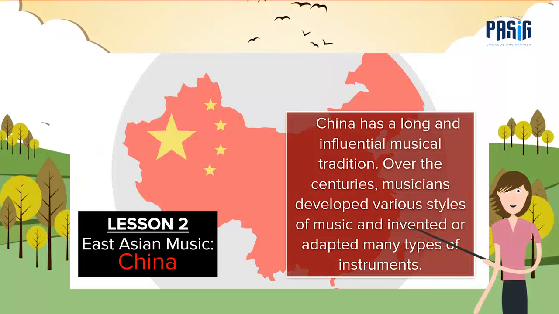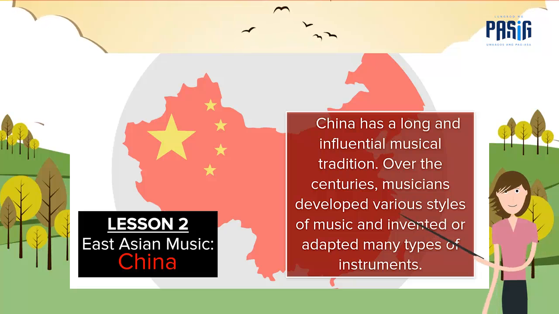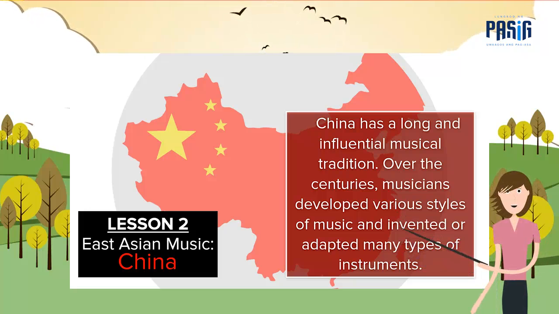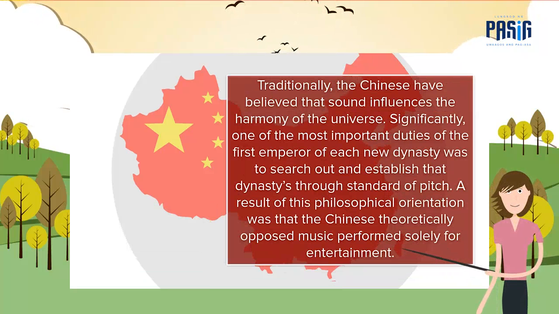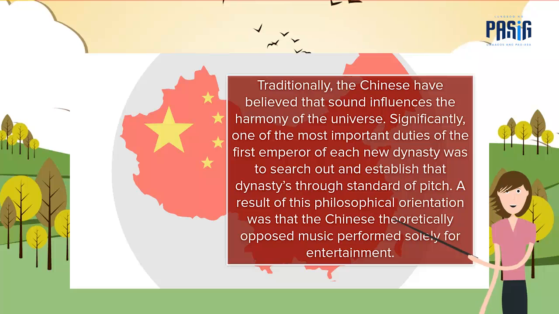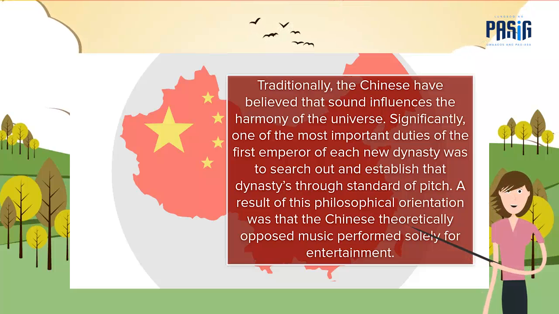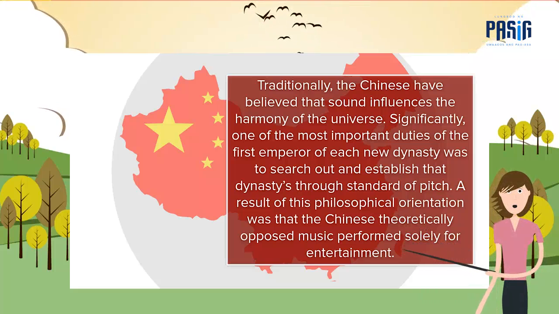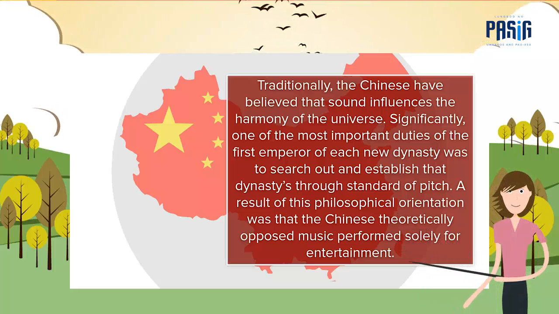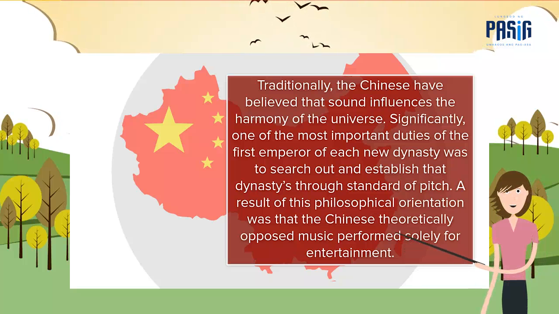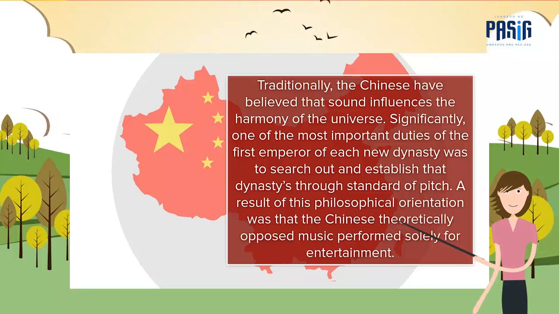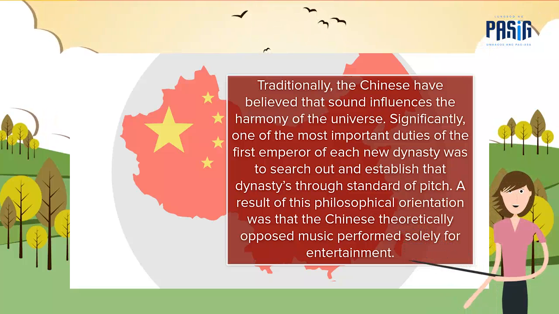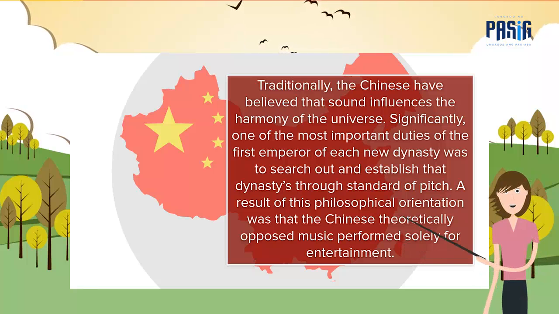China has a long and influential musical tradition. Over the centuries, musicians developed various styles of music and invented or adapted many types of instruments. Traditionally, the Chinese have believed that sound influences the harmony of the universe. Significantly, one of the most important duties of the first emperor of each new dynasty was to search out and establish the dynasty's standard of pitch. A result of this philosophical orientation was that the Chinese theoretically supposed music performed solely.